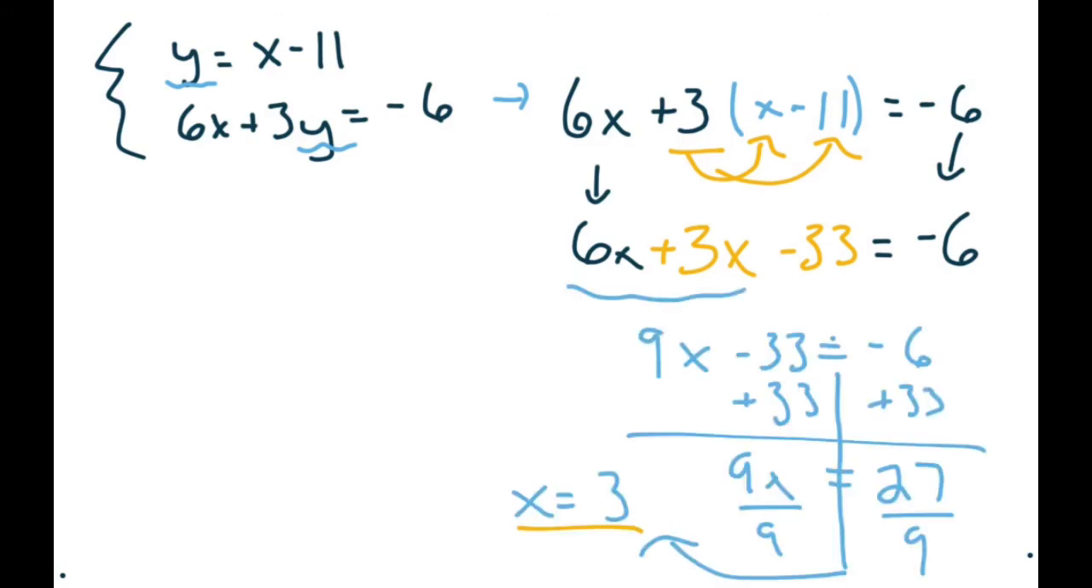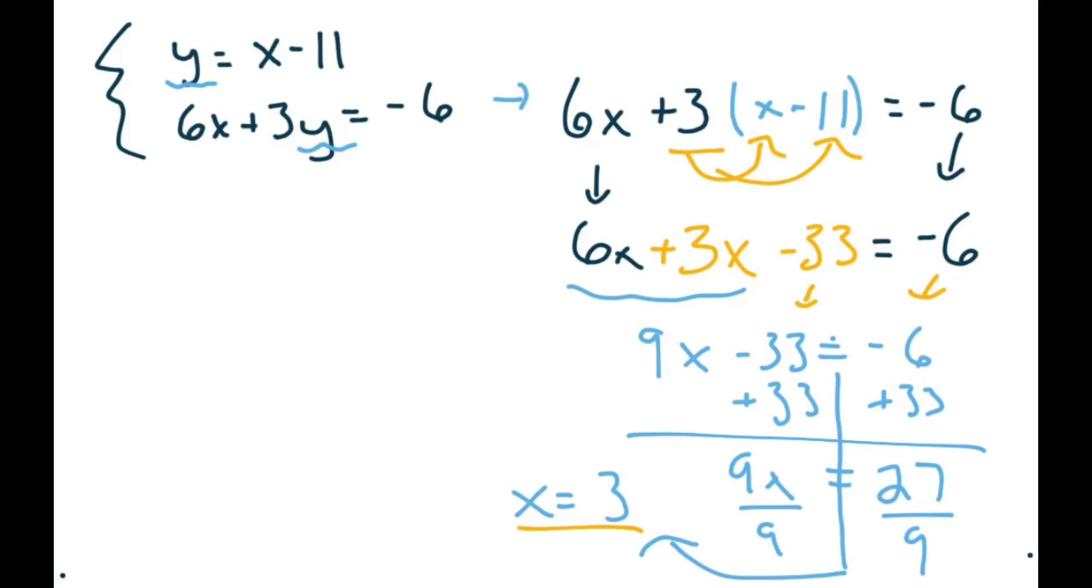Okay, I went ahead and finished it here. That's why I paused the video. But I combined my x's together. 6x plus 3x gets you 9x. The -33 just comes straight down, and same with the -6. Then it's just solving. So you should solve through it. You can check my work, but you get x equals 3.